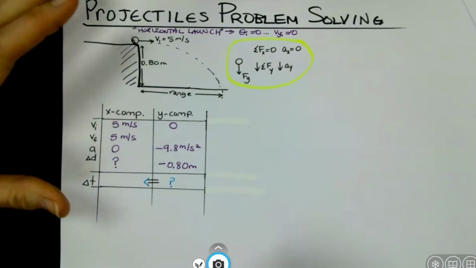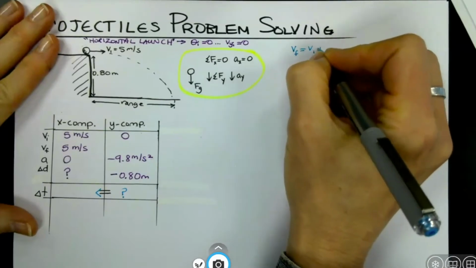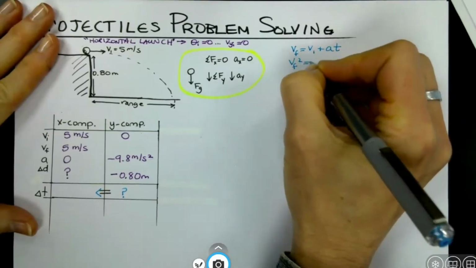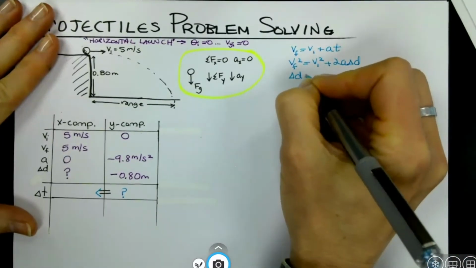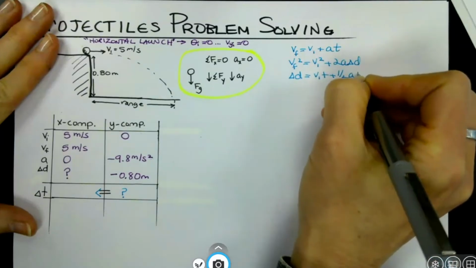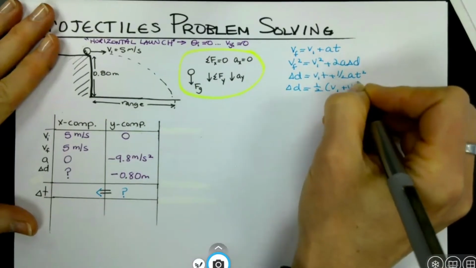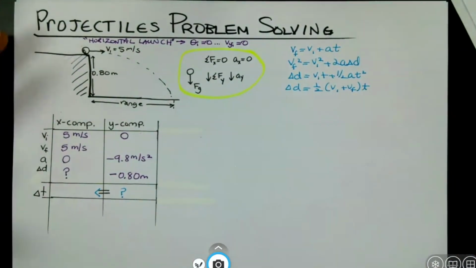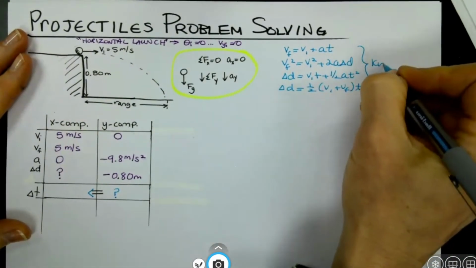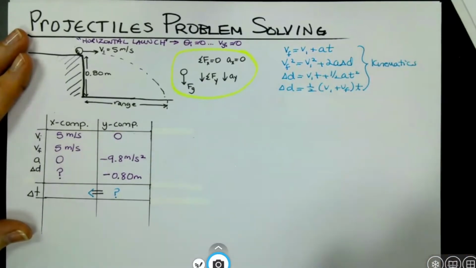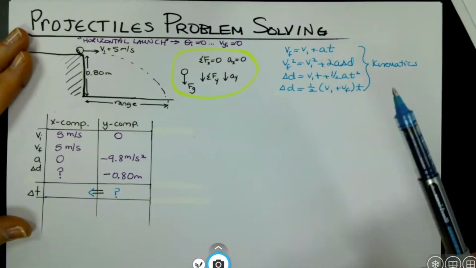Now, what equations am I solving with? Well, we're going to use our kinematics equations. So we've got v final equals v initial plus at. V final squared equals v initial squared plus 2a delta d. And delta d equals v initial t plus 1/2 at squared. These are the different equations that we've got. Notice they're the same exact ones. They're our kinematics equations that we used at the beginning of the year and have been using on and off all year long. However, you can only use one of these at a time.